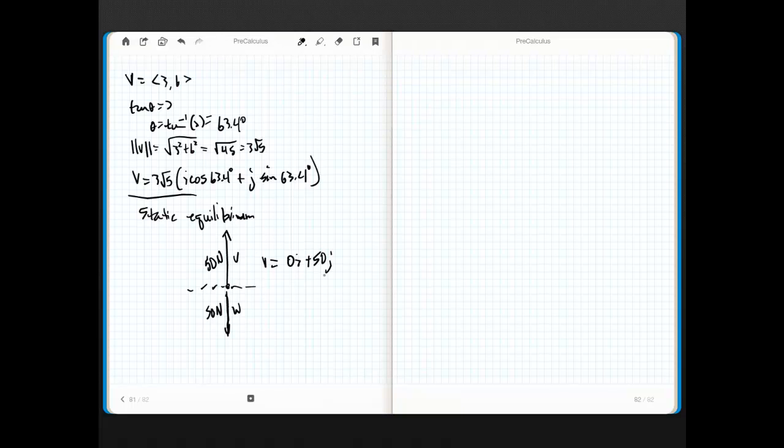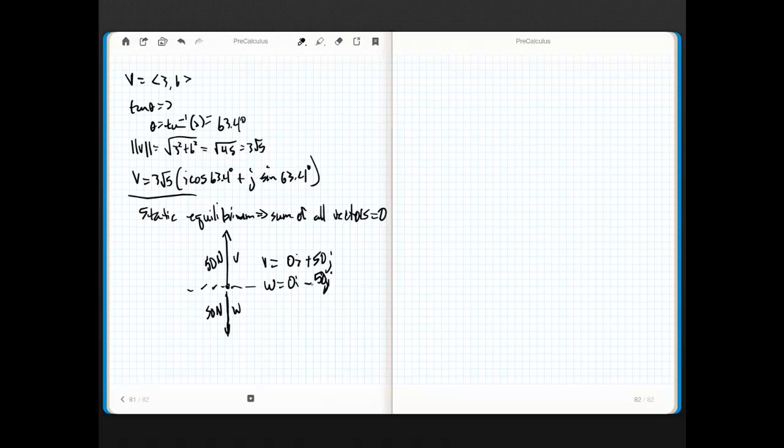Remember, think of this as being on the coordinate plane. What would W have to be? It would have to be 0I minus 50J. Notice, if I add V plus W, I get 0. So static equilibrium implies that the sum of all vectors is equal to 0. It means it's not moving, right?